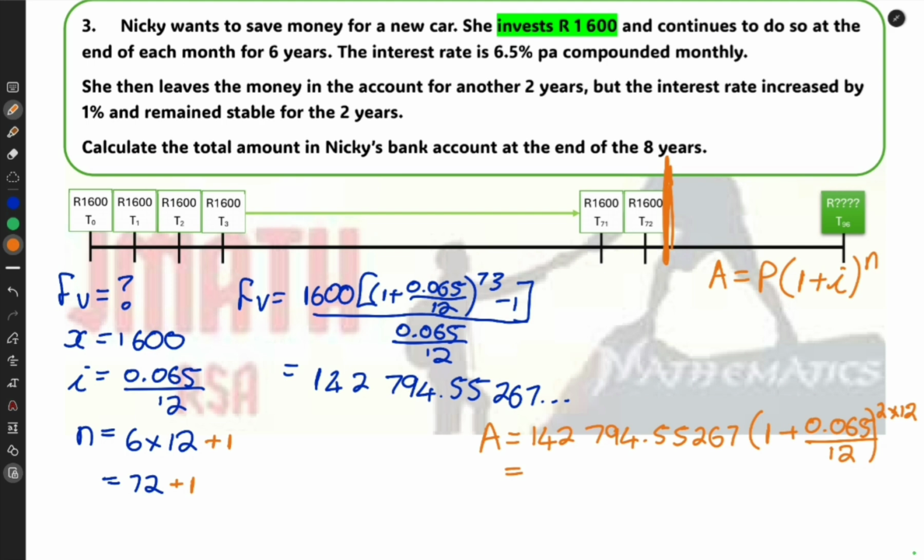So just to recap, she started investing immediately because she went to the bank and said, I want to give you the money now. I don't want to wait to the end of the month. That's why we had to plus 1 and get 73 payments in the first part of the question. Then she stopped paying at T72 after 6 years, but left the money in the bank. That's why I need to go over to the compound formula in this question.